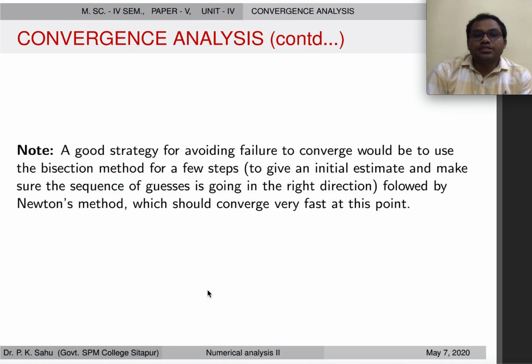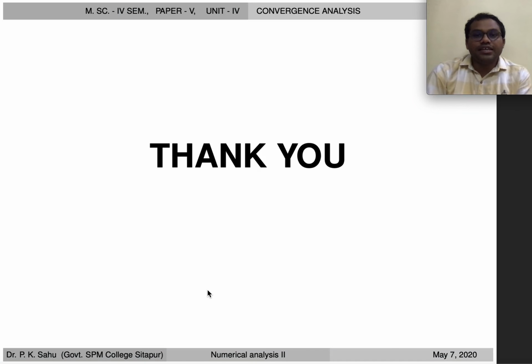Now a good strategy for avoiding failure to converge would be to use the bisection method for a few steps to give an initial estimate and make sure that the sequence of guesses is going in the right direction, followed by Newton method, which should converge very fast at this point. Thus, in this lecture, we have seen the convergence analysis and error analysis of Newton-Raphson method and bisection method. That's all for today's lecture, and with this lecture, our unit 4, the solution of algebraic and transcendental equations, is also completed.